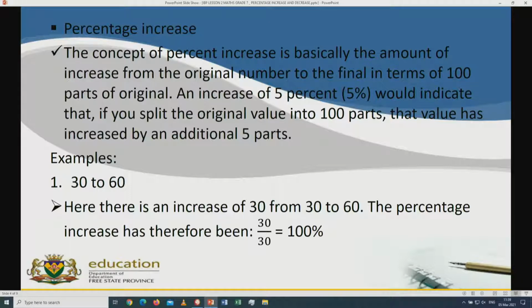Number 1, 30 to 60. Look at these two whole numbers. There was an increase from 30 to 60. Now we're saying here there is an increase of 30 from 30 to 60. To move from 30 to 60, it simply means we have added another 30. Now, the percentage increase has therefore been 30 divided by 30, which is equal to what? 100%, because we will have 30 divided by 30 multiplied by 100%. What is 30 divided by 30? That is definitely a 1. Now 1 multiplied by 100% is 100%.